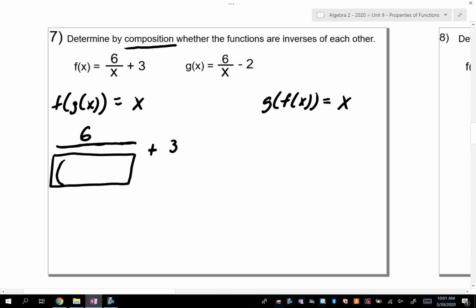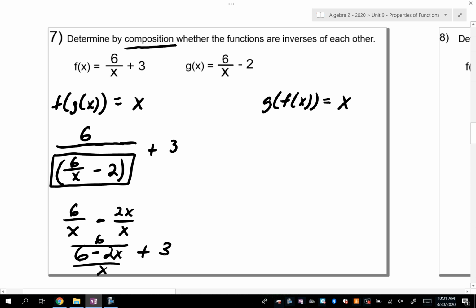So in the box, I'm going to put g of x in parentheses, which is 6 over x minus 2. Okay? So when I do some work in the denominator there to get a common denominator, I'm going to have 6 over x. All right, I need to make that have an x. That's going to be minus 2x over x. So that's going to be 6 minus 2x over x. And I have 6 over that plus 3. So when I divide 6 divided by 6 minus 2x over x, I'm not going to get x for these. So these are not inverses of each other. So again, we're hoping to get x for both, and we did not get it for the first one. So if you don't get it for the first one, then you do not have to do the second one.